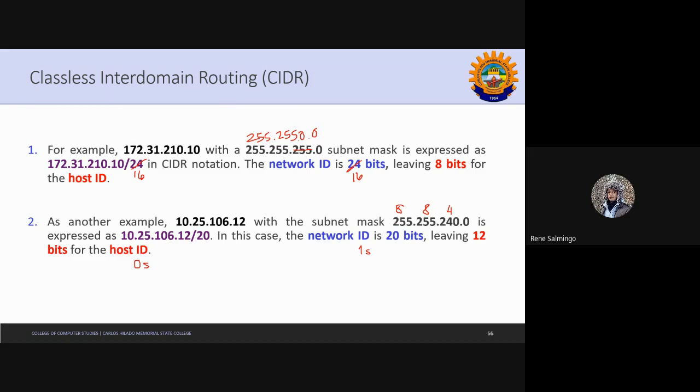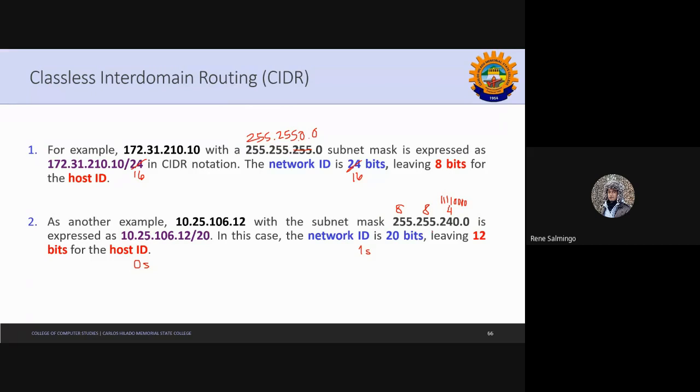So if you count the number of ones here, one, one, one, one, one, one, one, you will have four 1s and then you have 0. So if you count it, you will have 20. So that's how you get your CIDR notation, by counting the number of network ID bits, or the number of ones in binary. So you do not focus on your IP address, but you focus your CIDR notation on your subnet mask.